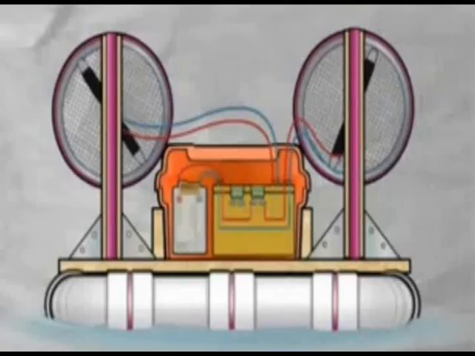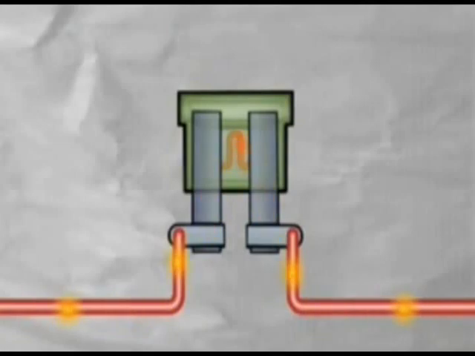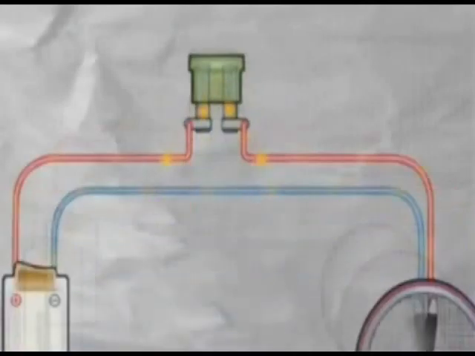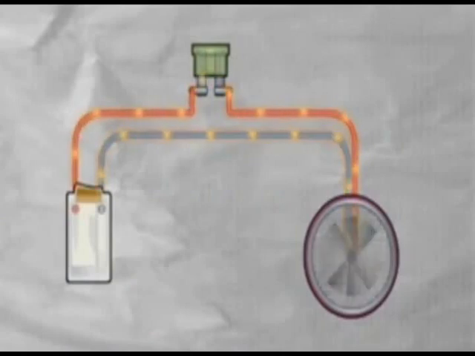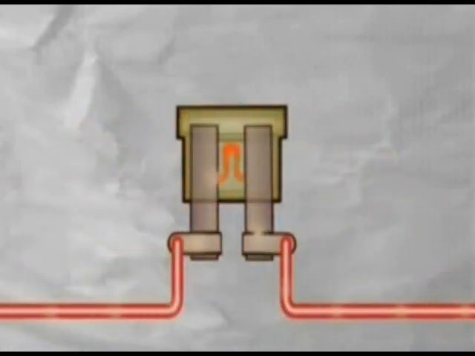Fuses. A fuse is a thin metal wire that protects a device from too much current. When electrons flow through a circuit, they create heat in the metal wires. The thinner the wire, the harder it is for the electrons to move, so more heat is generated.